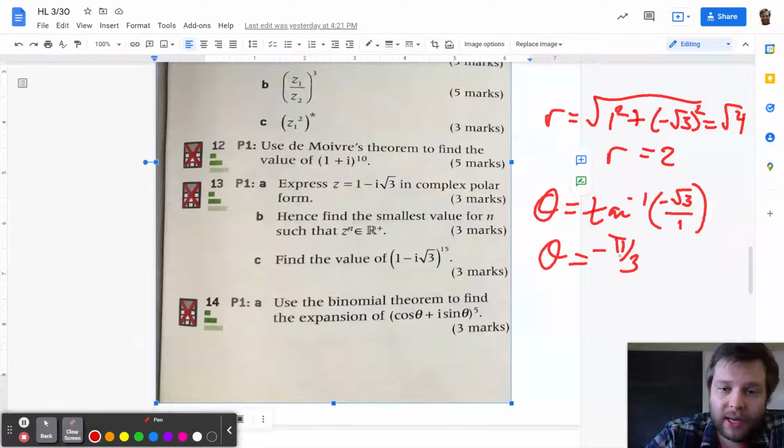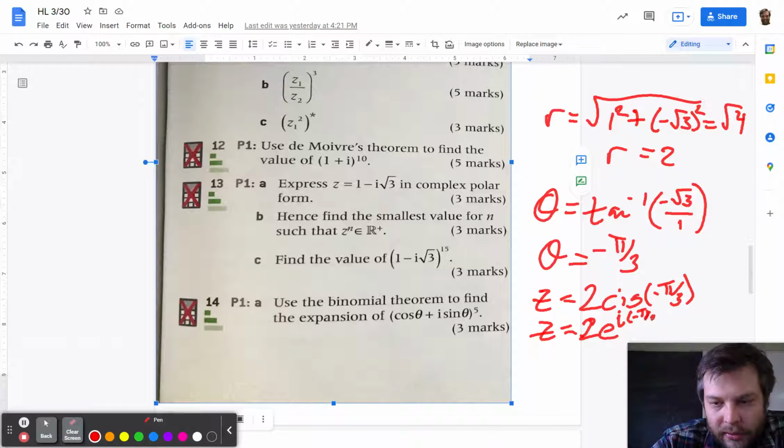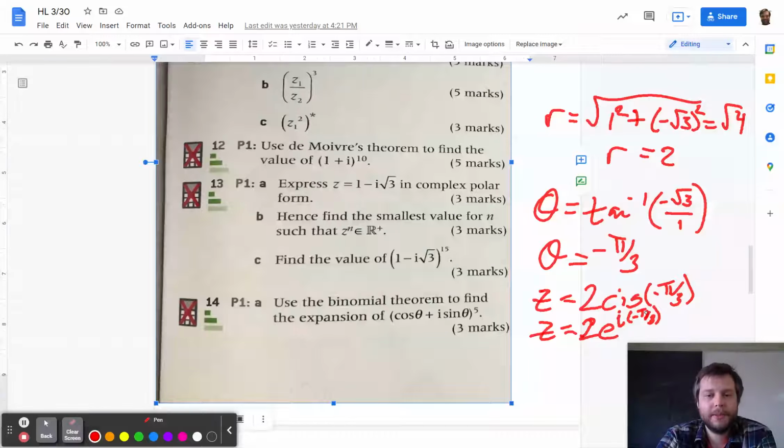So to represent it in complex polar form, you would say that z equals 2 cis of negative pi over 3, or you could do my preferred form of Euler's form, 2e to the i negative pi over 3. That's part A.